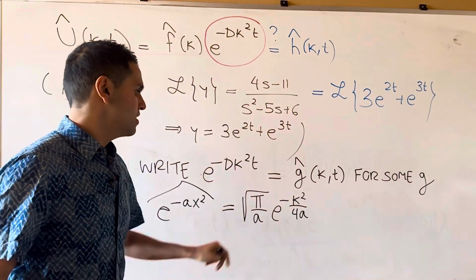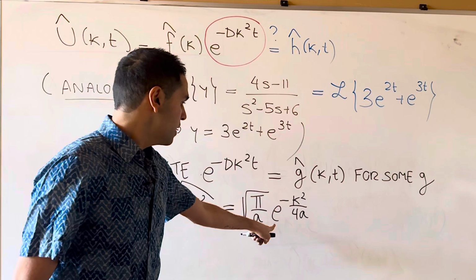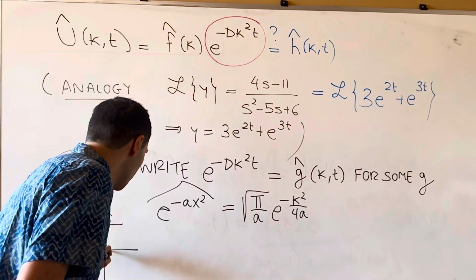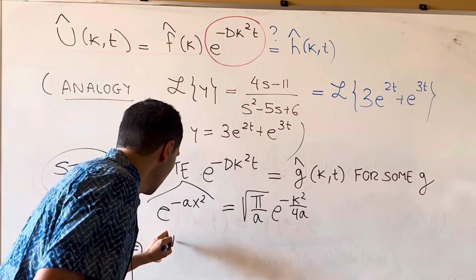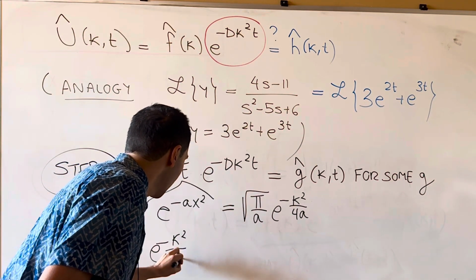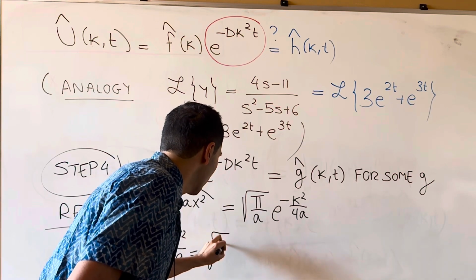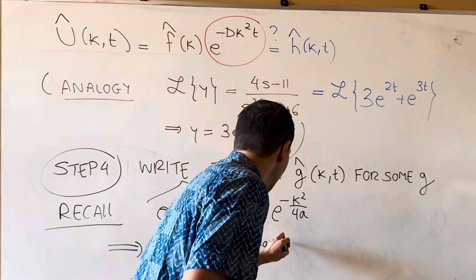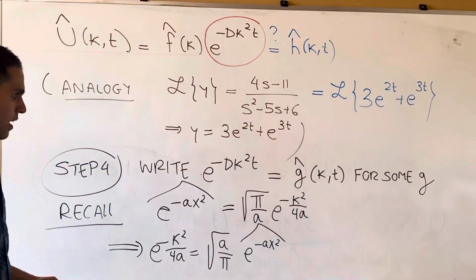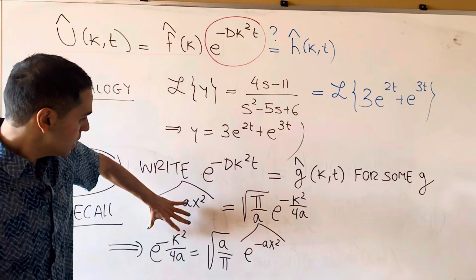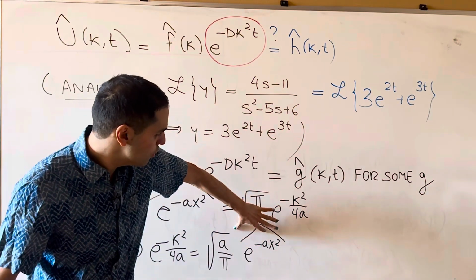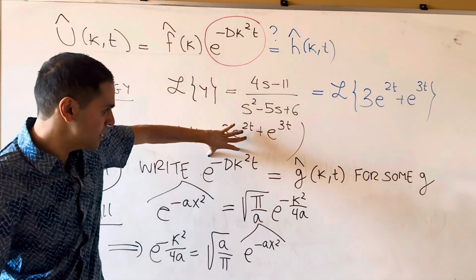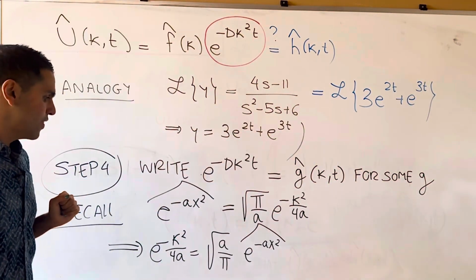And it turns out this is what helps save us, because then we can solve for e to the minus kappa squared over 4a, and we get square root of a over pi, e to the minus a x squared, hat. And that's perfect, because notice this tells you the Gaussian is a Fourier transform, and that's exactly what we want. We have a Gaussian, we want to write this as a Fourier transform.